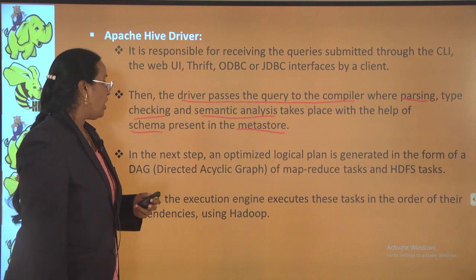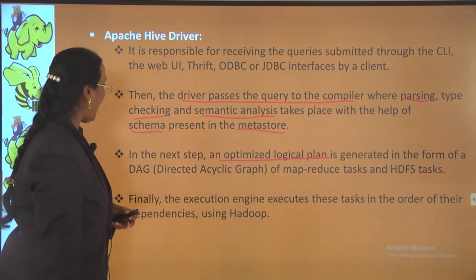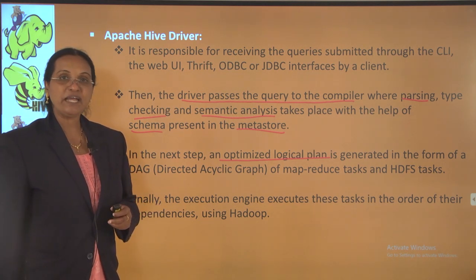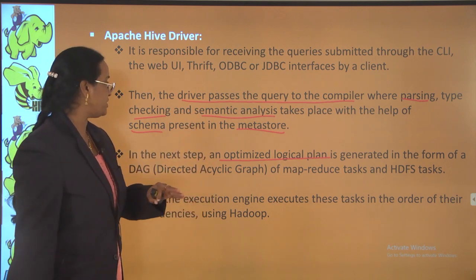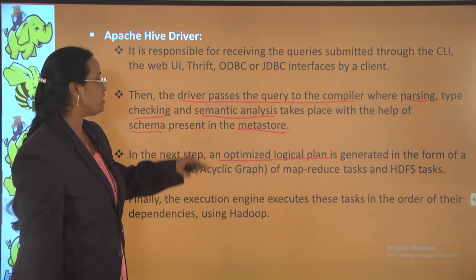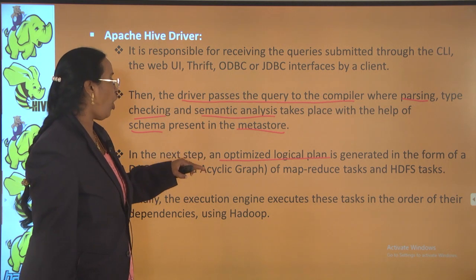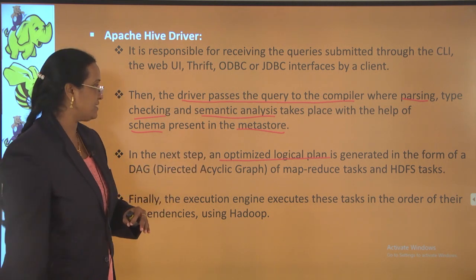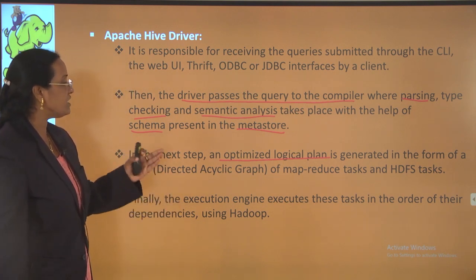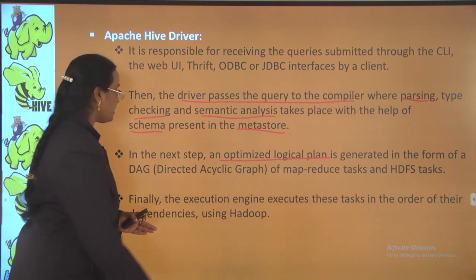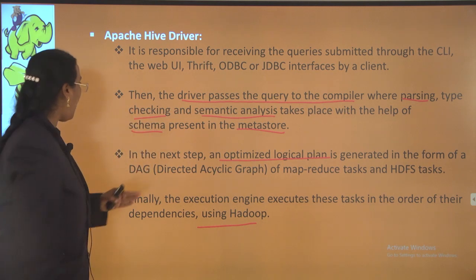In the next step, an optimized logical plan is generated in the form of a DAG. If you remember, in the Pig architecture also the same steps were used. In the next step, the optimized logical plan is executed in the form of a directed acyclic graph of map-reduce tasks and HDFS tasks. At last, finally, the execution engine executes these tasks in order of their dependency using Hadoop. So these are the roles and duties of the Hive driver.